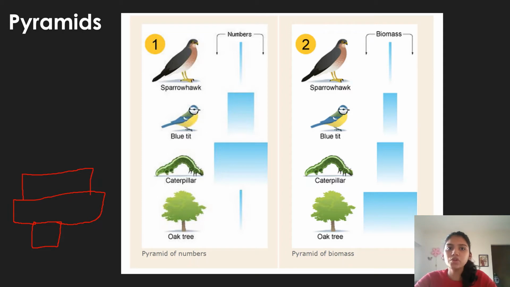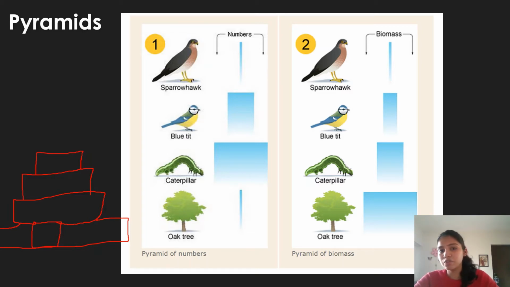And just like a few sparrowhawks have this bird, so that's even less. So that is basically how the pyramid of numbers goes. However, if at the bottom we had grass instead of the oak tree, the bottom layer would be like this, because a lot of grass will be consumed by the caterpillars.